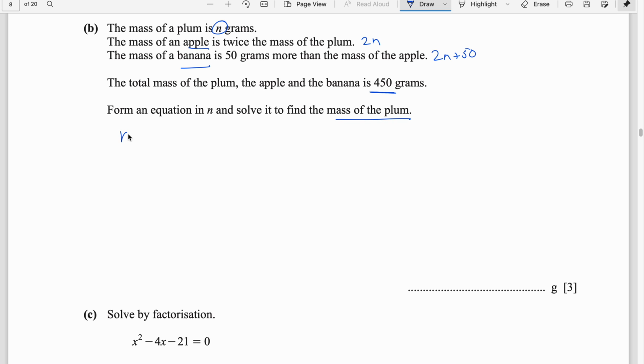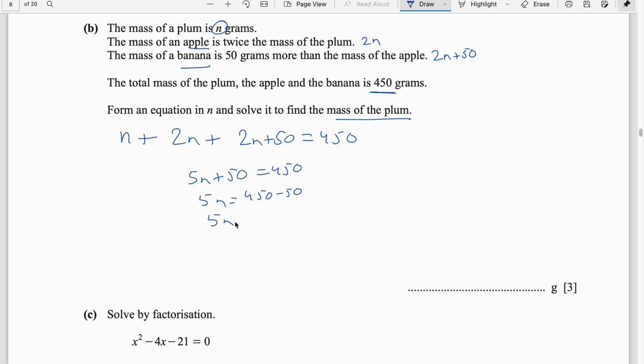So mass of plum is n, then we have 2n, then we have 2n plus 50, and the total mass is 450. So 5n plus 50 equals 450, 5n equals 450 minus 50, 5n is equal to 400, n is equal to 400 by 5, n is equal to 80. So mass of plum is n, which is 80 grams.